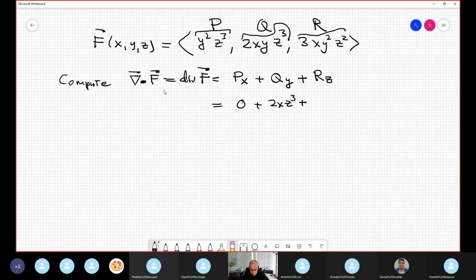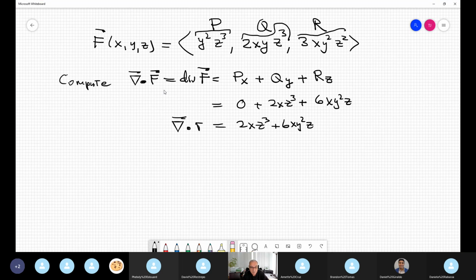Plus the partial derivative with respect to z, entonces we have one z here, pero it's squared, entonces 6 times xy squared c. This is the expression. Let me copy: 2x c cubic plus 6xy squared c. And this is the divergence of this vector field.